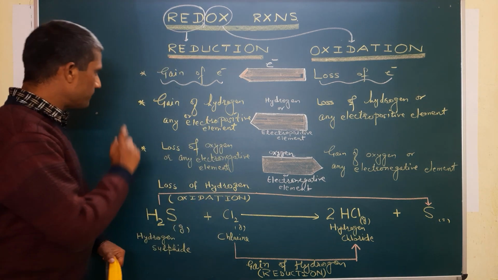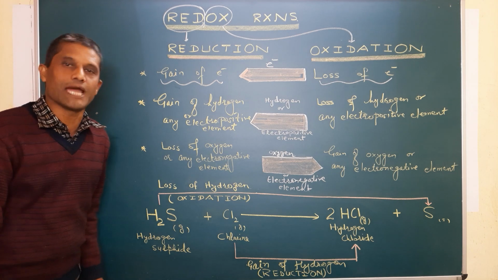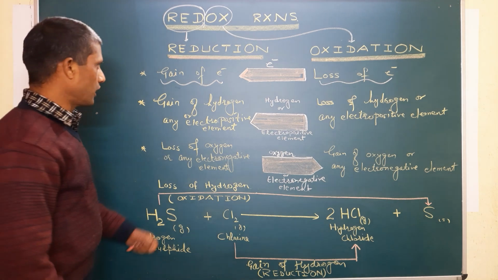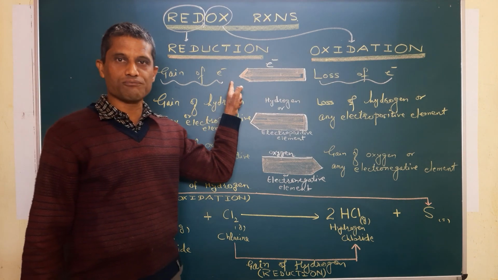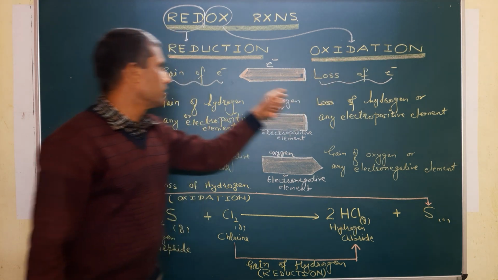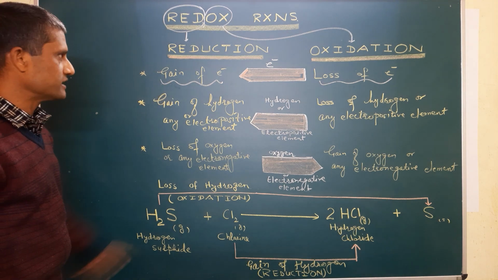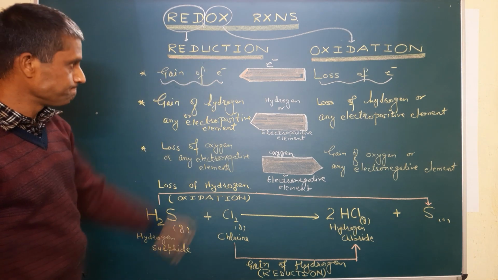So first, today we are going to take on these definitions in the form of chemical reactions. That is the first definition for reduction as well as oxidation. Loss of electron is called oxidation, whereas gain of electron is called reduction. That's the one definition. This is called electronic concept.